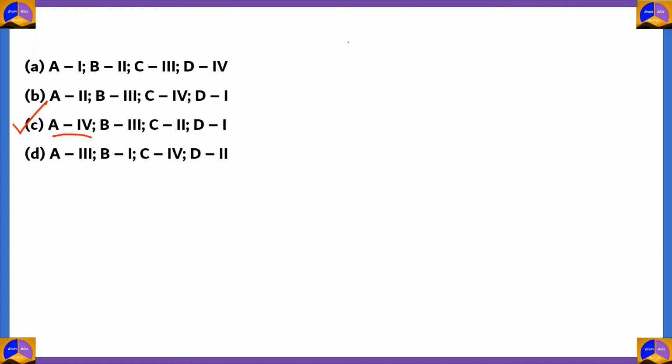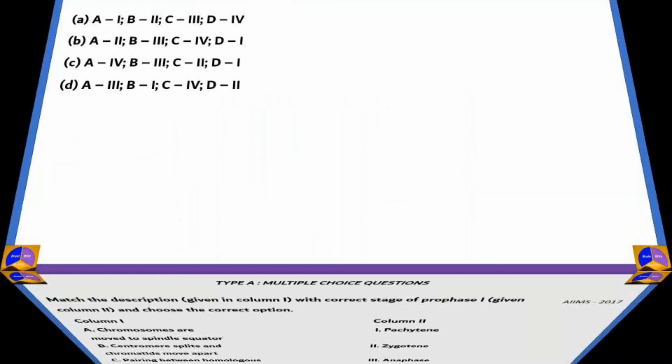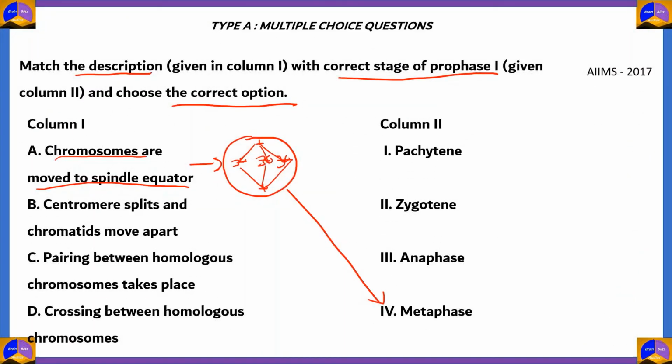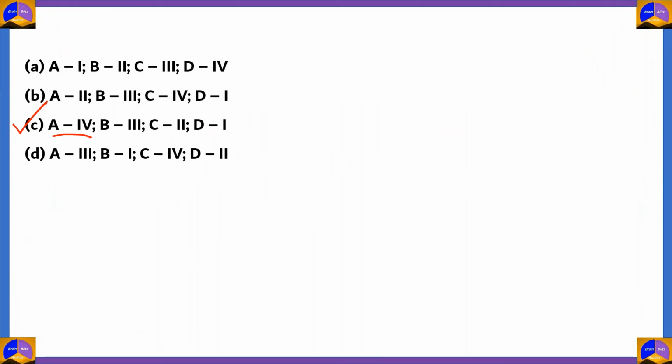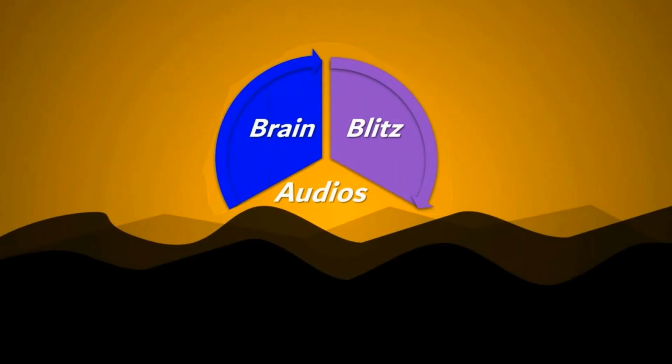Let's confirm with the other options. It says B3. So centromere splits and chromatids move apart. So, centromere splits like this, and then the chromatids start moving in the other direction. And that is found in anaphase. So B3 is correct. Next, it says C2. So pairing between homologous chromosomes takes place. Pairing happens in zygotene, that is 2, so C2 is correct. And finally, crossing between homologous chromosomes, that happens in pachytene because of the bivalent formation, so D1 is also correct. So therefore, just by finding out the matchup between A and 4, we were able to arrive at our complete answer. So these are just some of the shortcuts that people use in order to gain time in medical entrance examinations. So that ends this episode of NEET preparation.